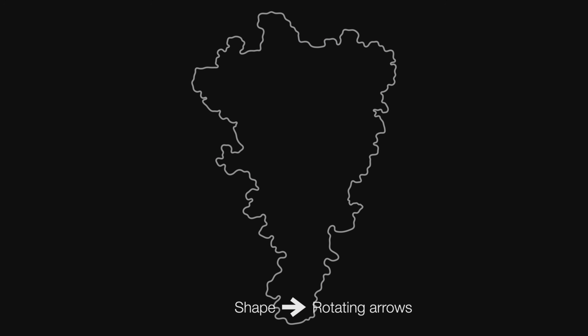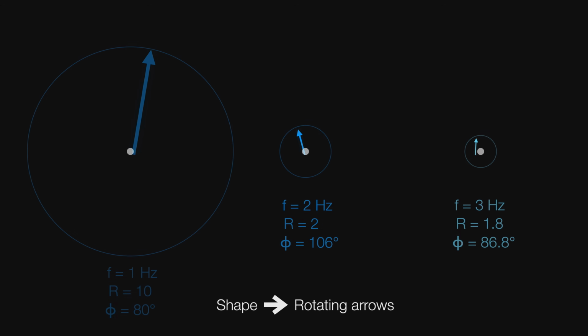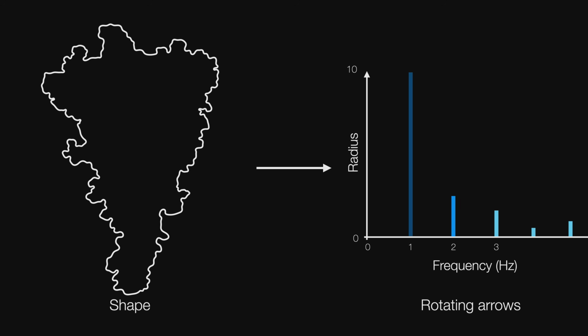And in reverse, you can break a picture down into these spinning arrows and graph them by how fast each arrow spins, frequency, how long each arrow is, amplitude, and where each arrow starts, the phase. And that's what the Fourier transform does.